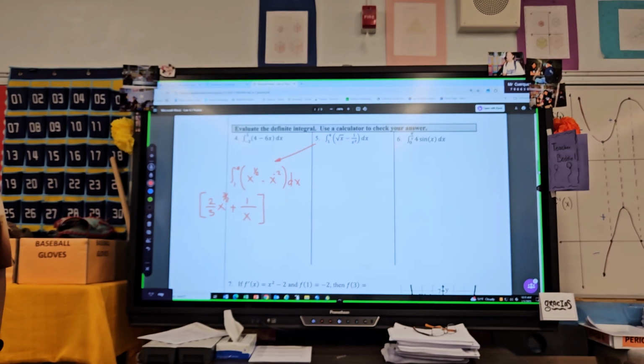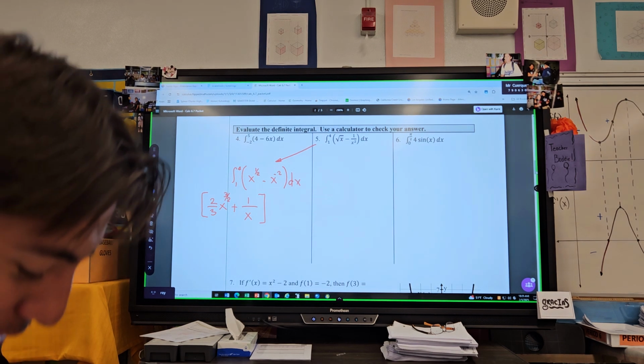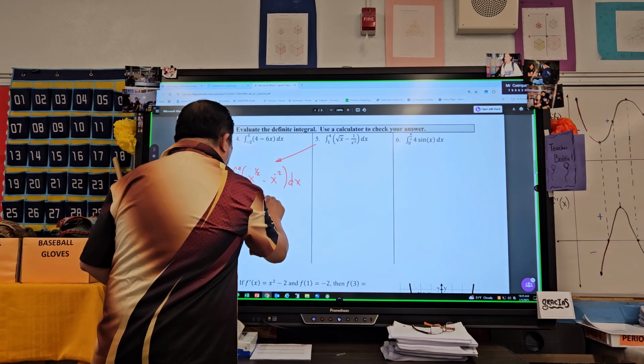And then evaluated from 4 to 1 or 1 to 4? Be specific. We're gonna have to mention first the lower limit. So from 1 to 4.